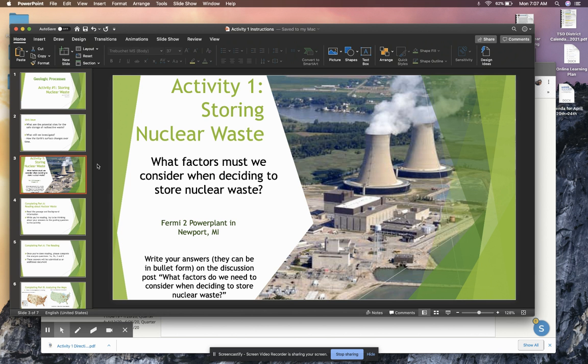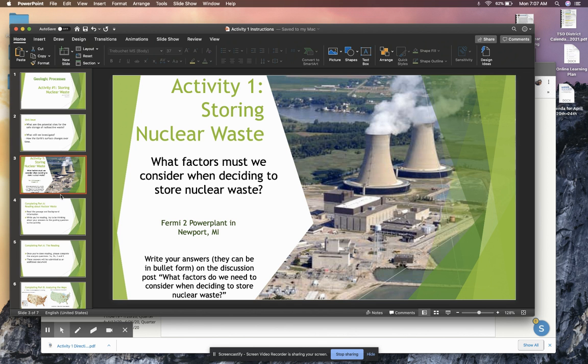So today you're going to be introducing this idea of what factors we are going to have to consider when deciding on nuclear waste storage. So here's a picture from a power plant in Newport, Michigan. We actually have quite a few nuclear power plants in Michigan. If you are looking at this picture here, you're probably noticing some smoke. All of that smoke up there is actually water vapor, or water. So a lot of what you're seeing coming off the top of nuclear power plants is not any chemicals, it's not radiation, it's just water.